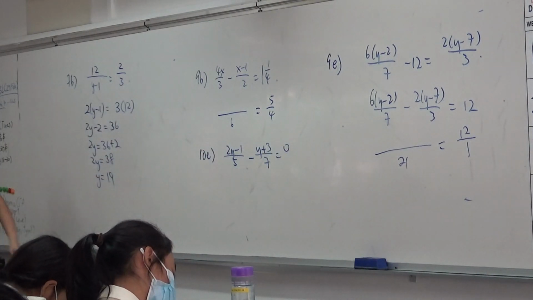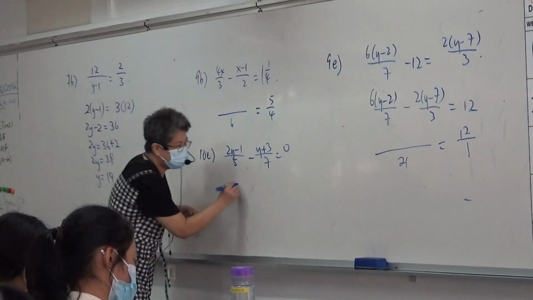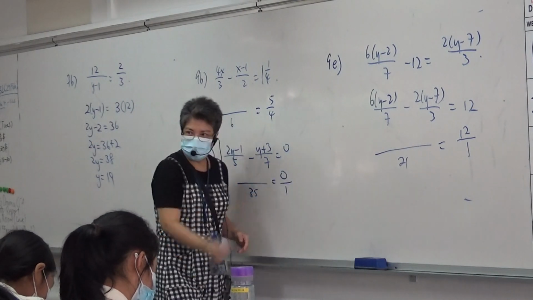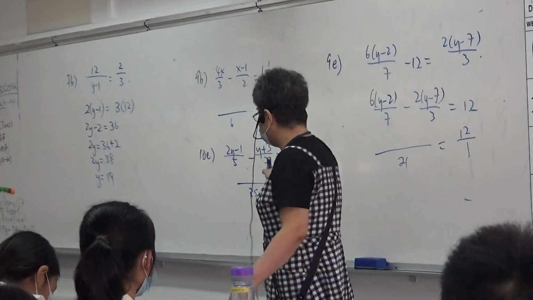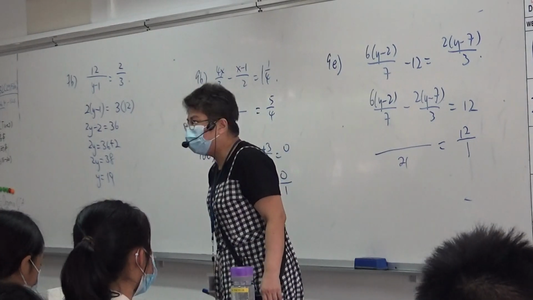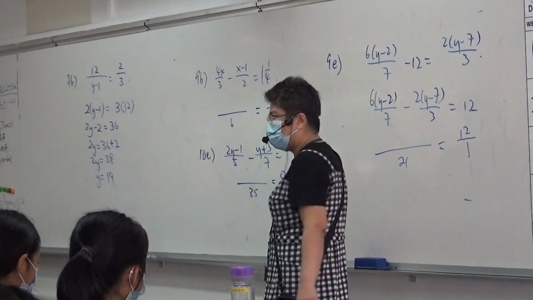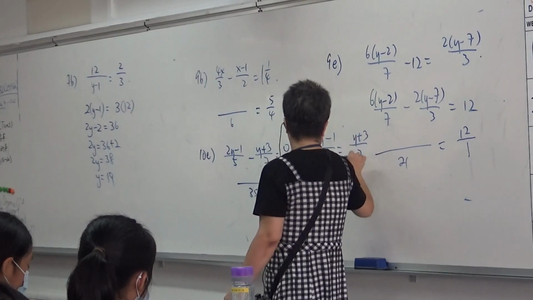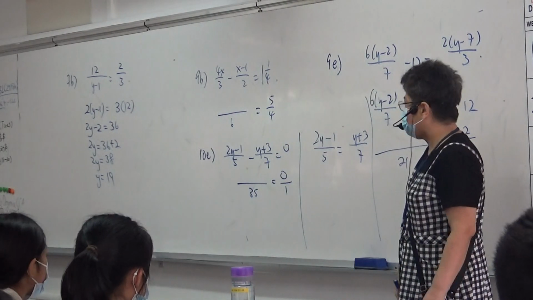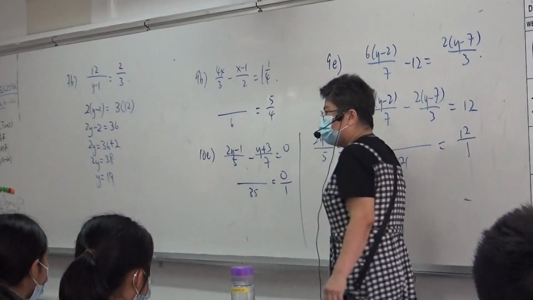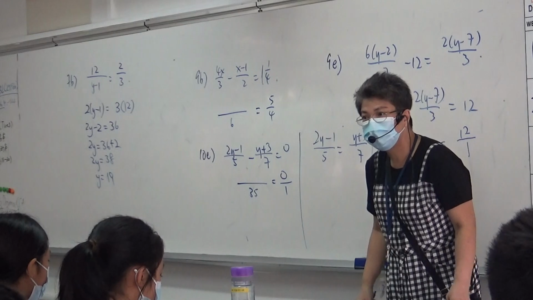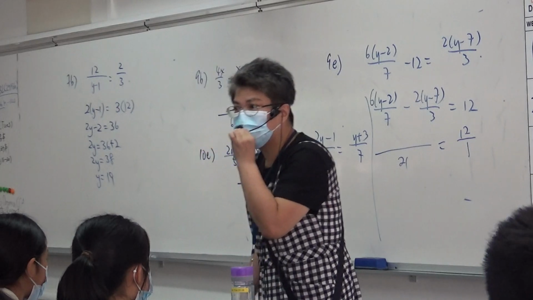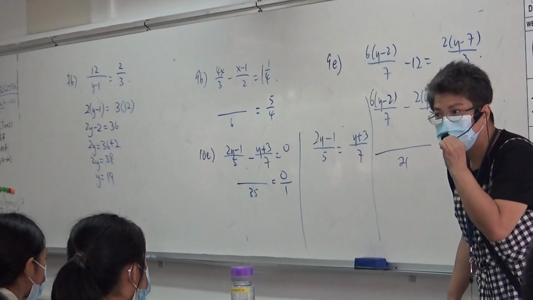There are two ways to do this. All of you look up. You can say 35, right? Then this is 0 over 1, 0 is 0 over 1. Then you can cross multiply. Alternatively, I bring this one over, making it positive, then I can straight away cross multiply, right? So actually there are many ways to do a question. You just need to be careful and you just need to be logical. Is that clear to you?